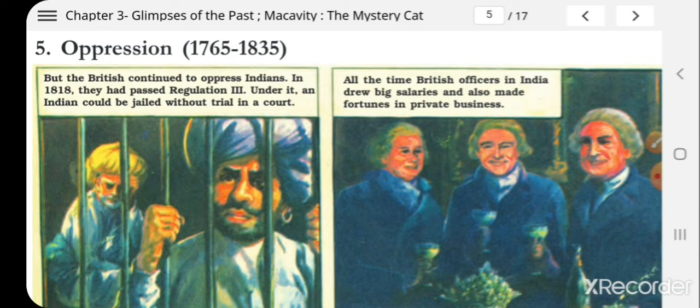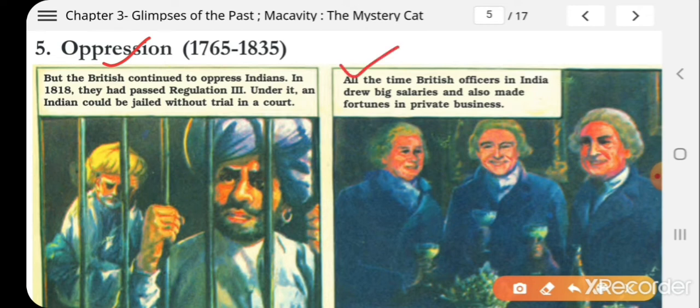They continued to oppress Indians. In 1818, they passed an act and its name was Regulation 3rd. What was in this act? Under it, an Indian could be jailed without trial in a court. वो court में भी नहीं ले जाते थे, directly jail कर सकते थे किसी भी Indian को.